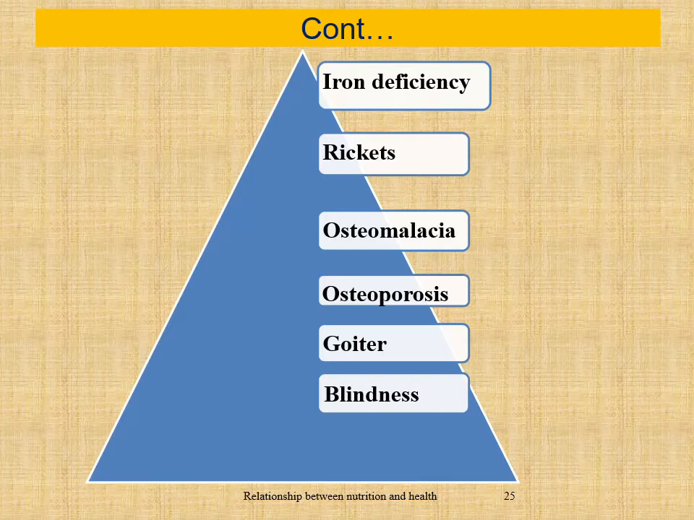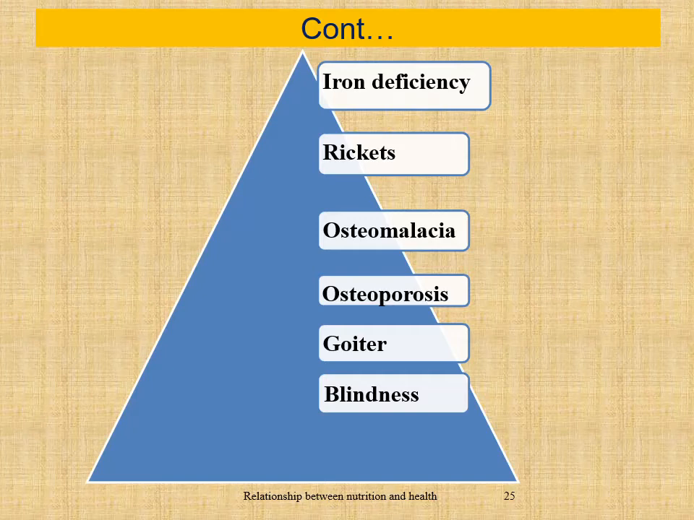Iron deficiency is the most common form of deficiency disease in the developing and developed countries. Iron deficiency is caused by a lack of the mineral iron and can cause iron deficiency anemia. Iron deficiency is common, particularly among children and women.